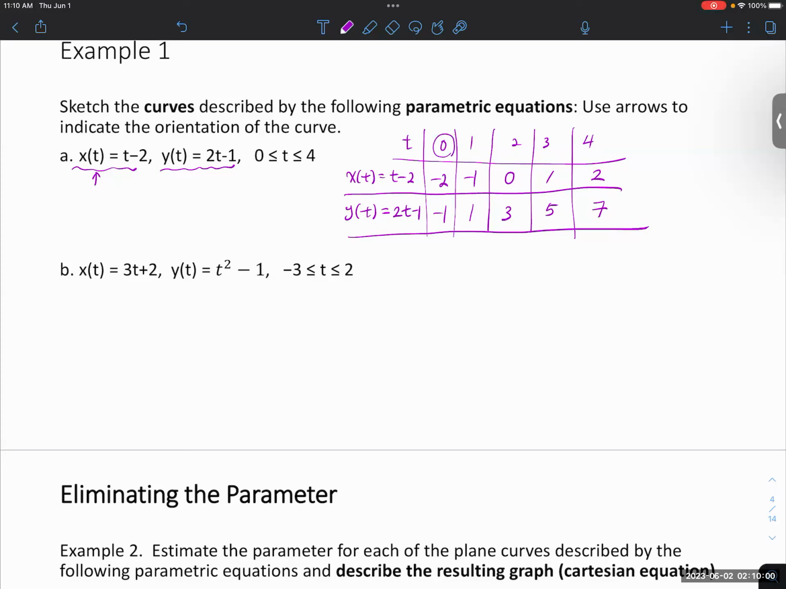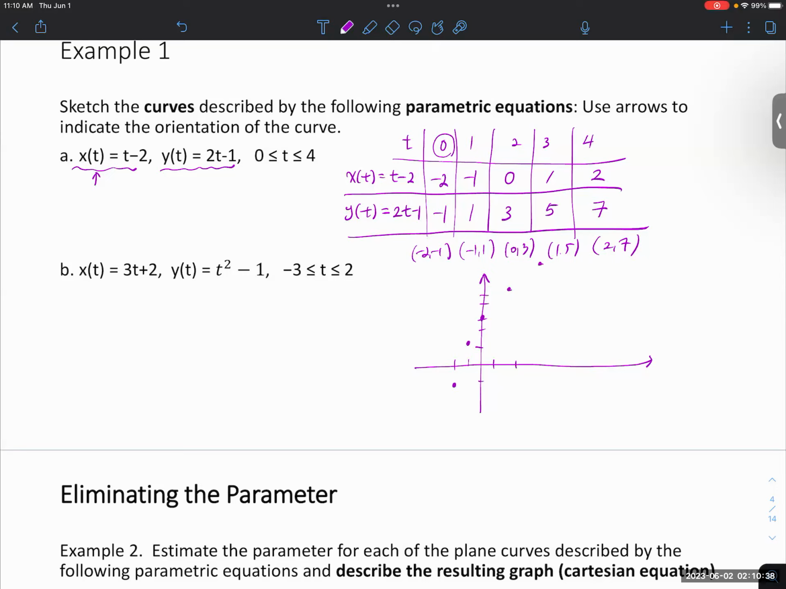When t equals 0, your coordinate point of x and y is going to be -2, -1. When t equals 1, you will find the position at -1, 1. When t equals 2, 0, 3, and the next ones, 1, 5 and 2, 7. So let's really graph it. I have -2, -1 here, -1, 1 here, 0, 3 here, 1, 5 here, 2, 7 here.